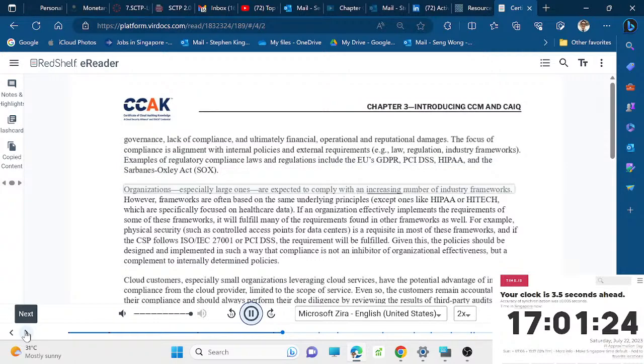Organizations, especially large ones, are expected to comply with an increasing number of industry frameworks. However, frameworks are often based on the same underlying principles, except ones like HIPAA or HITECH, which are specifically focused on healthcare data. If an organization effectively implements the requirements of some of these frameworks, it will fulfill many of the requirements found in other frameworks as well.